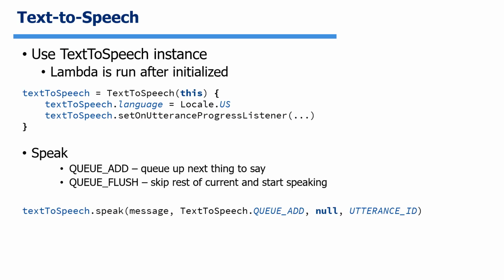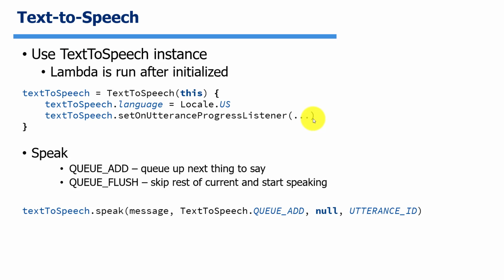When you're doing text-to-speech, you just create a text-to-speech instance and pass it in a lambda of what to do once that instance has been created. So in this case, I said text-to-speech, passing in the activity context, set the language, and then I'm setting a listener that's going to do my work for me. This on-utterance progress listener will tell us when it's starting to speak, when it's done speaking, if there's an error, things like that. You can use that to trigger other actions.